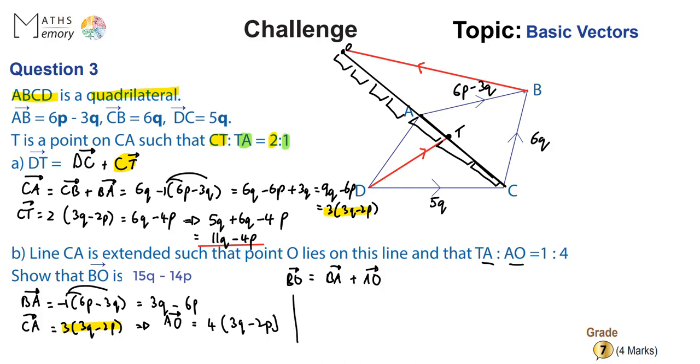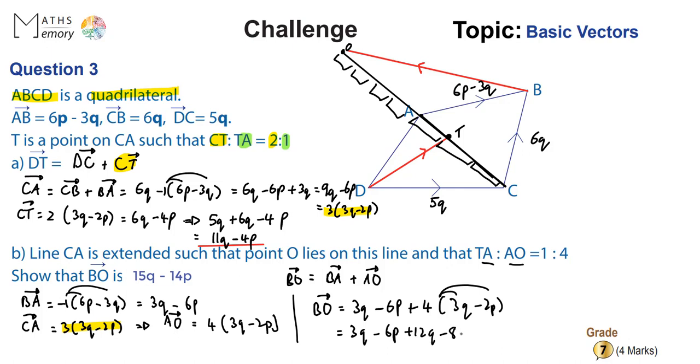The question said to find B to O. We've done the first bit, B to A. B to A was this. So B to O was 3q minus 6p. That's taking us to A. And we're going to add this bit over here, plus 4 lots of 3q minus 2p. Let's expand that. So it's 3q minus 6p plus 12q minus 8p. Let's go one step further.